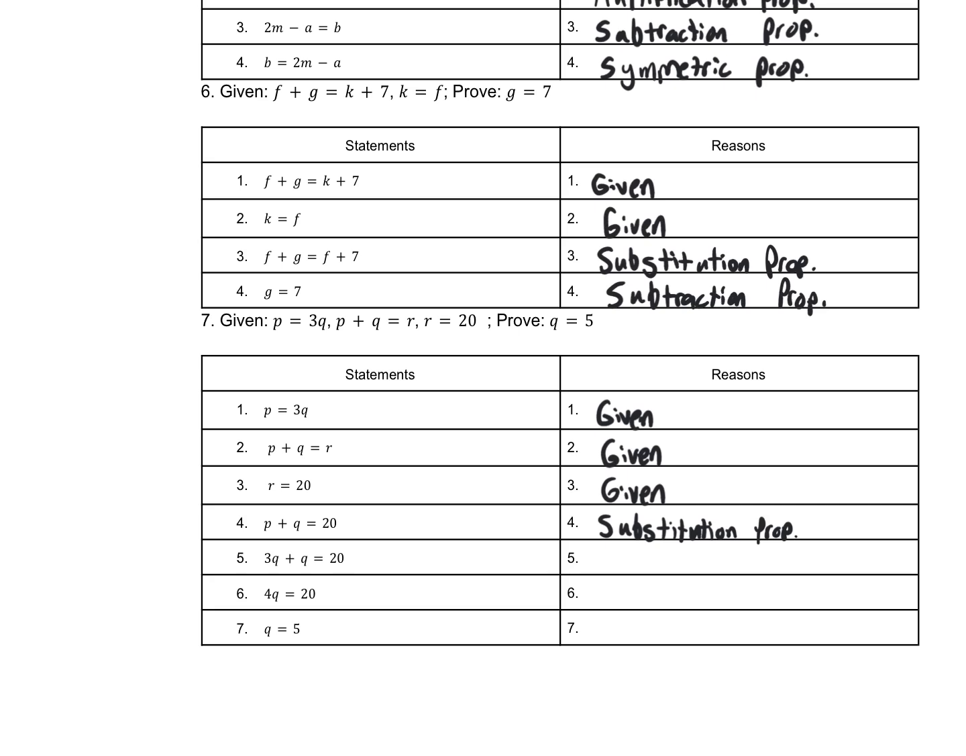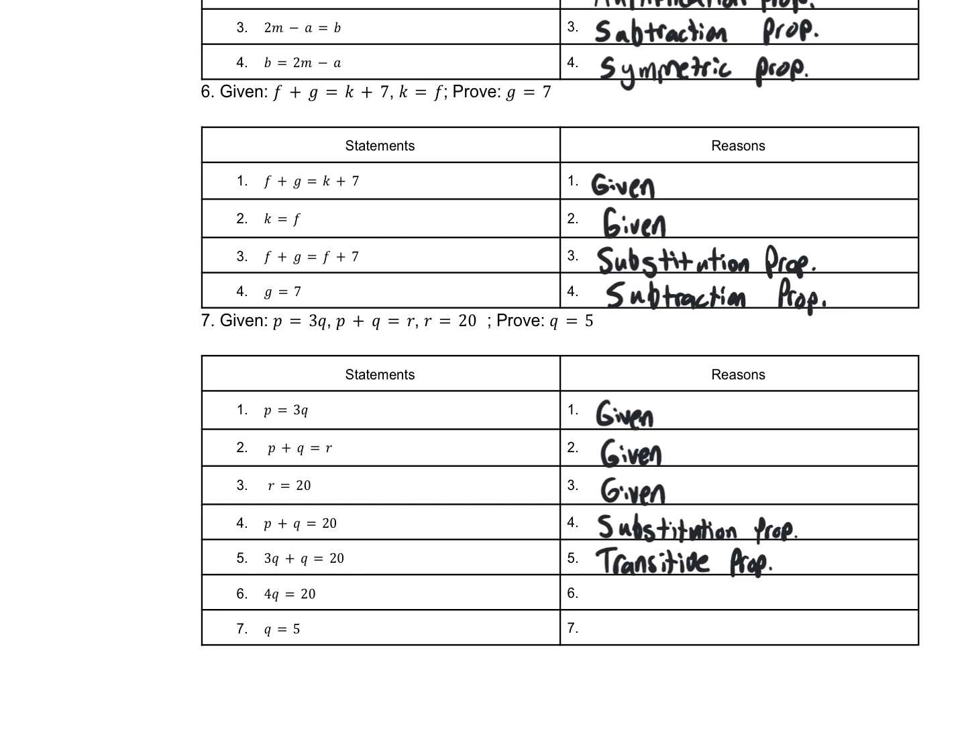Number 5, 3q plus q equals 20. Again, that's kind of like saying, well, if p plus q equals 20 and p equals 3q, then 3q plus q equals 20. That's the transitive property. Or I can see why you would say that's also the substitution property. Both of those would work there, transitive or substitution.